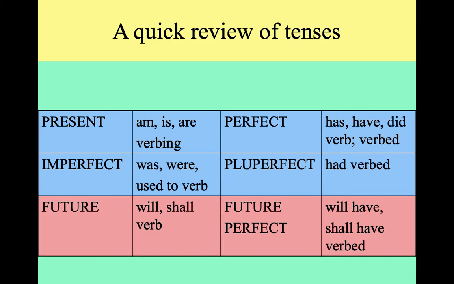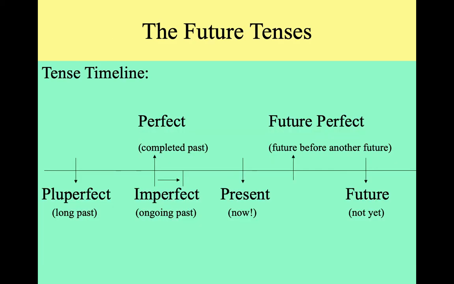If you're still listening, you can take a quick review of all of our tenses now. There's one more to learn, and we'll see that very soon. But present, am is our verbing. Imperfect, was, were, or used to verb. Future, there's our new guy, will or shall verb. These are our three verbs that we're going to call the present system verbs. Perfect, pluperfect, and soon to be learned future perfect are all formed off of that third principal part. Perfect, has, have, did verb, or just verbed. Pluperfect, had verbed, and future perfect, you're going to find out, is will have verbed.